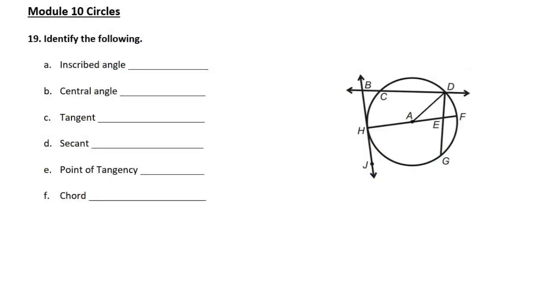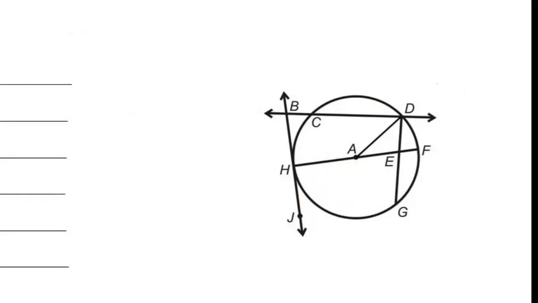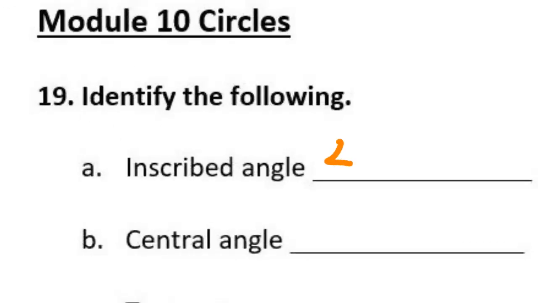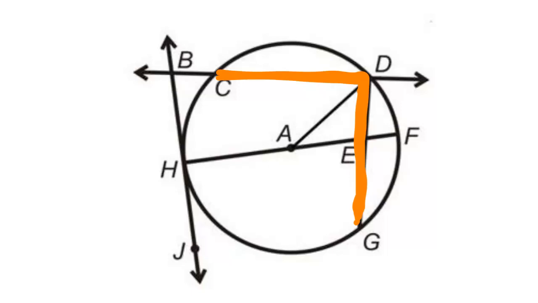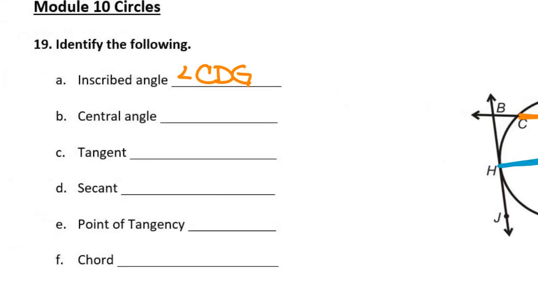Perfect. Same question. An inscribed angle has its vertex on the circle. So this would be an example of an inscribed angle right here, angle CDG. A central angle has to have its vertex on the center. So like this one here, angle HAD or DAF.